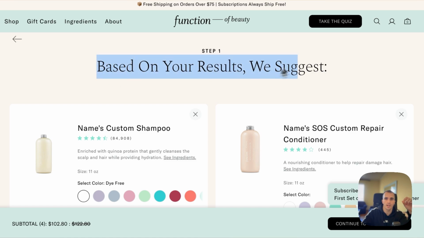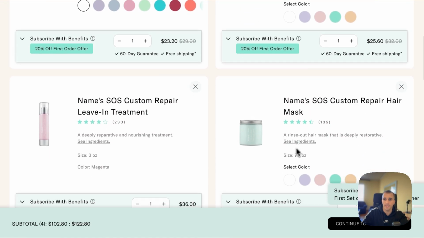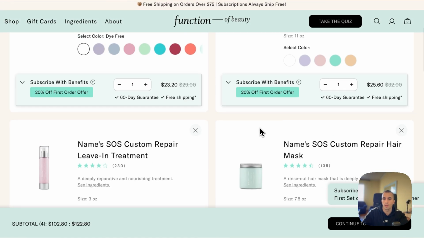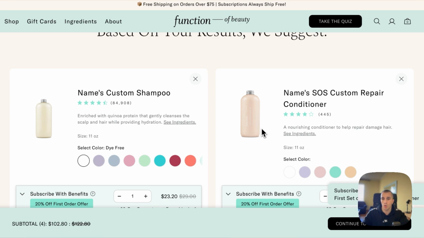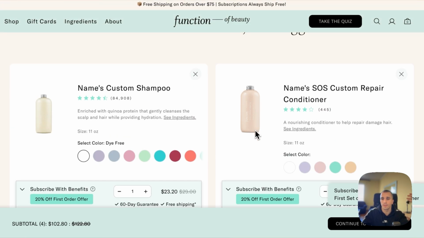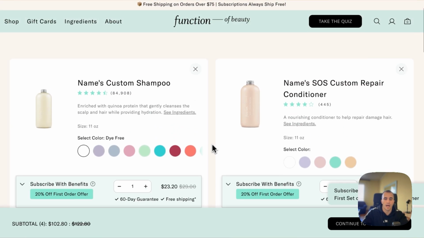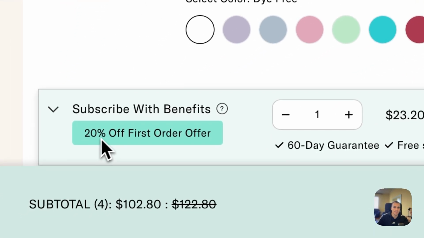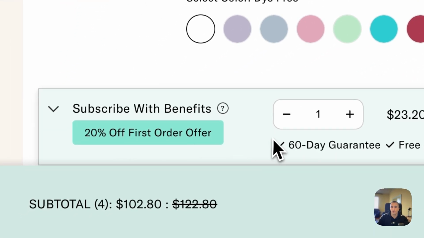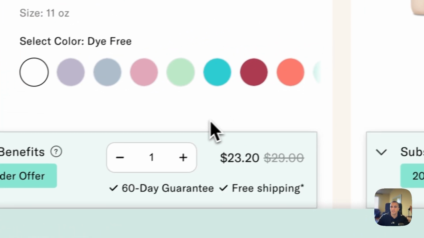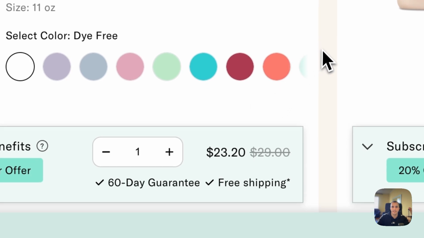Based on your results, we suggest these products, and they suggest 4 products. In the previous step, they have shown me the social proof so that I believe that these products will help me because they have helped their customers, and now they're showing me the bundle that is the best for me. Something that is also very powerful here is that they have a 20% off first order offer, which makes it more enticing for first-time visitors to proceed with placing the order.